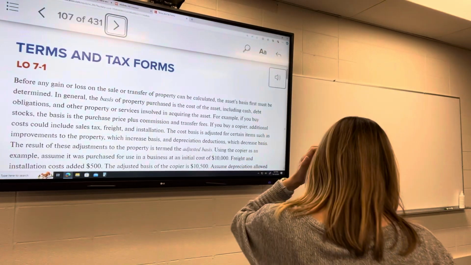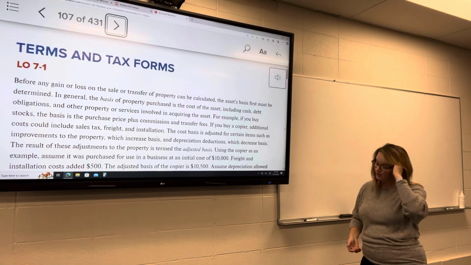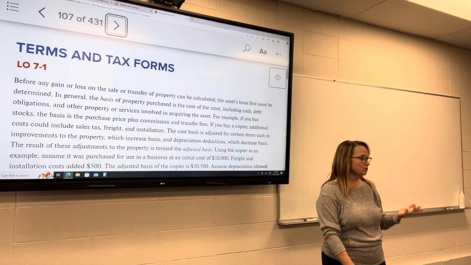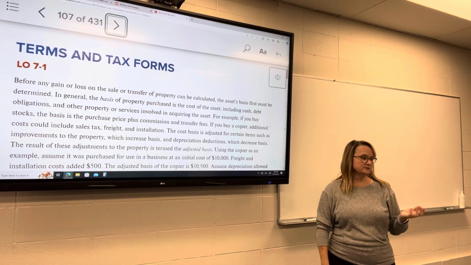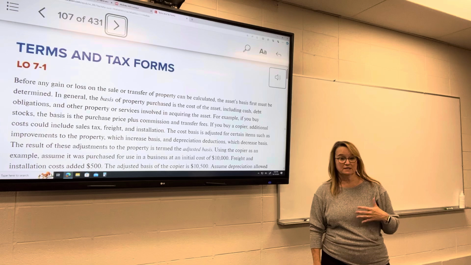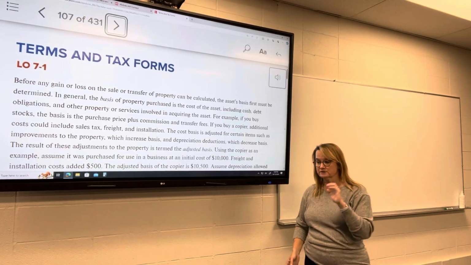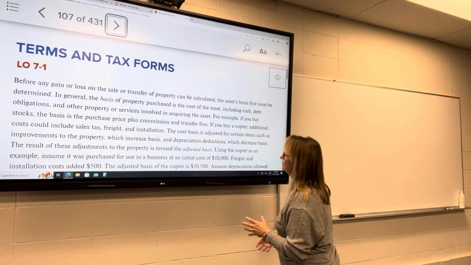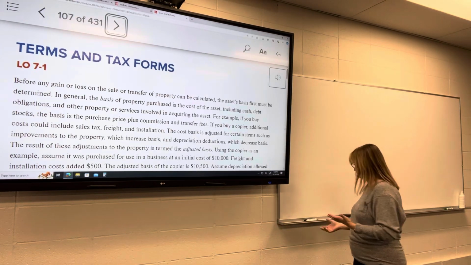Okay, there's that term basis again. We used that last chapter when we were talking about depreciation. In order to determine whether or not there is a gain or loss on the disposal of an asset, we have to determine what an asset's basis is. That's our first step in the calculation of whether or not we have even a gain or loss.